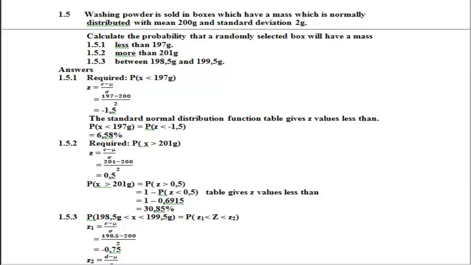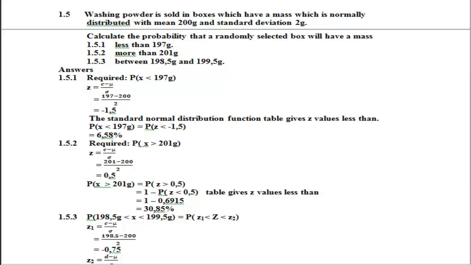Now when you read from the table, you will get an answer which is 0,0658, which is in 4 digits, and that translates to 6,58%. So the probability that a randomly selected box will have less than 197 grams is actually 6,58%.